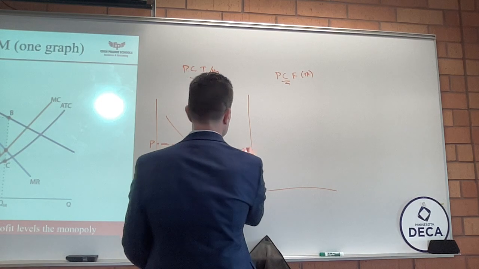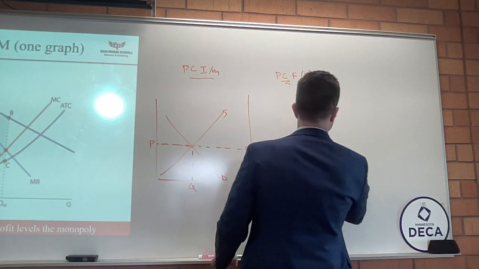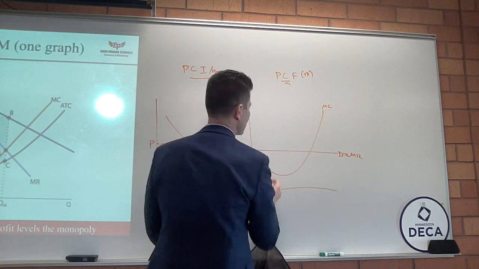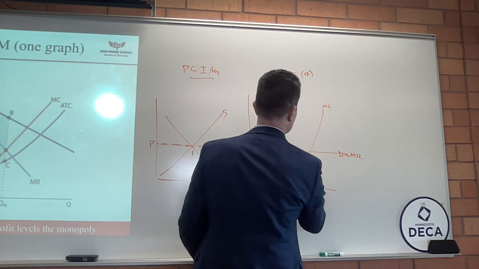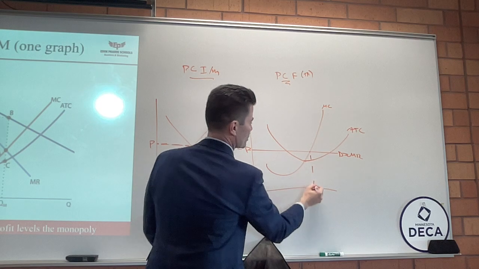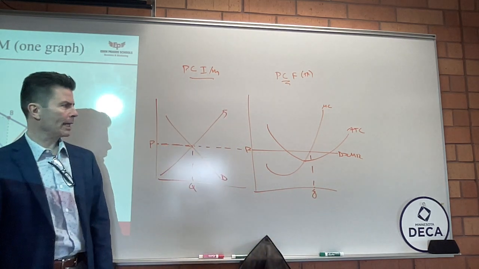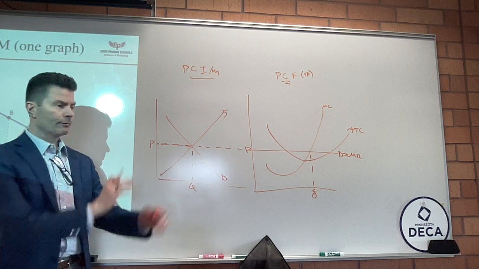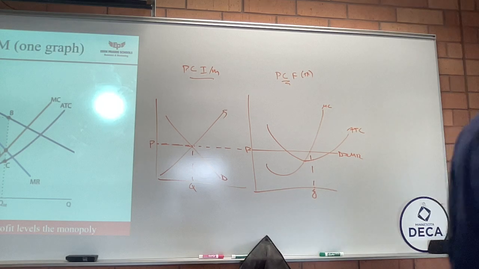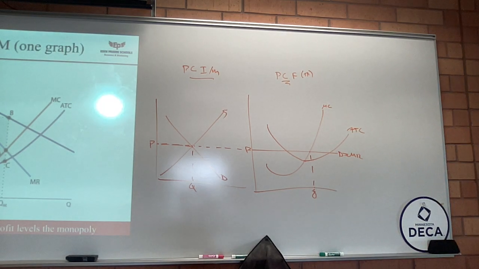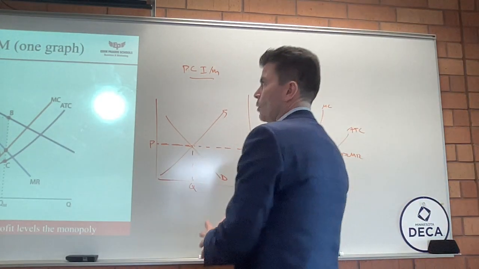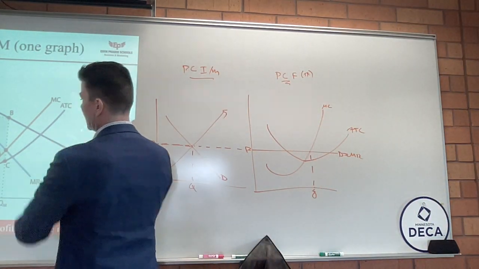Second one, here's my price, demand, MR. Add in your marginal cost. And we're going to add in an ATC. Here's my lowercase q. That's all I need you to have right now. All right, we're going to do some analysis of this, really comparing these. And then at the end, we're going to use this one graph, and I'm going to ask you a question.